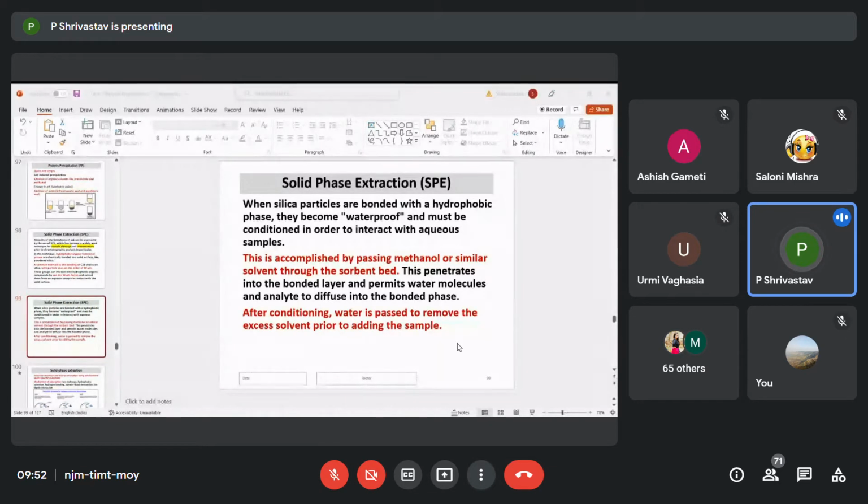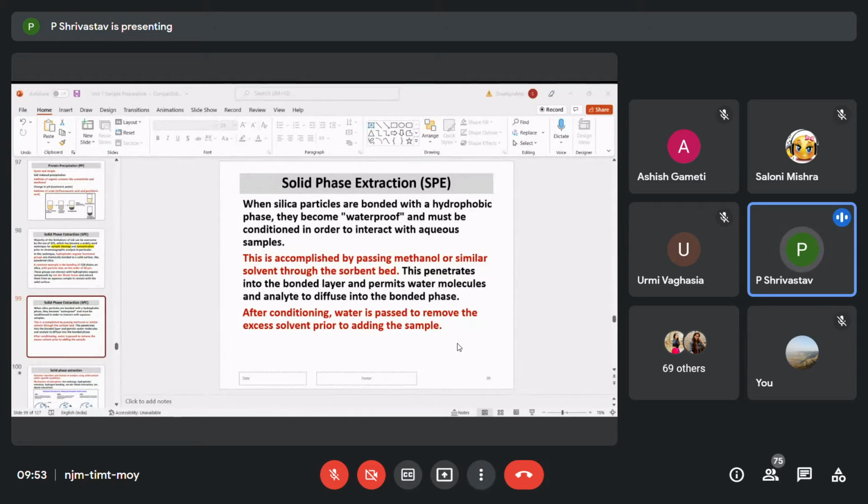Most commonly employed protein precipitants are methanol and acetonitrile, apart from others as well, which includes trifluoroacetic acid, even acetic acid. Sometimes formic acid is also being used as a protein precipitant.